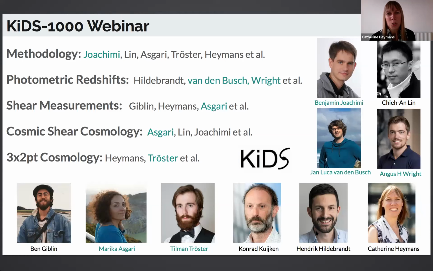We're then going to move on to the core data products that allow these observations to be made, and that is accurate photometric redshifts, and Luca van den Busch and Angus Wright are going to take us through how they accurately calibrated those photometric redshifts, and then Marika Asgari will take us through some of the null tests that we performed in order to ensure that our shear measurements were robust, and that's going to be on behalf of Ben Giblin, who also sends apologies. Marika Asgari will then carry on to tell us a little bit more about those cosmic shear results I just showed you, and Tilman Troester will tell us more about the 3x2 point results I just showed you.